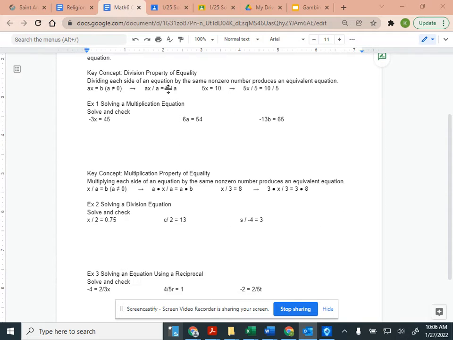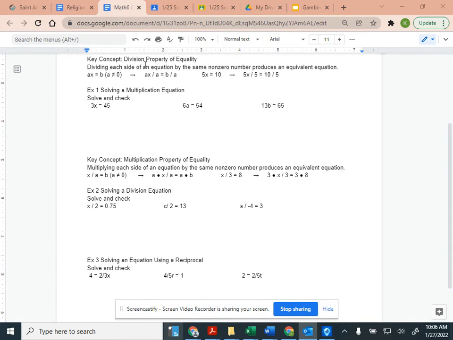So let me scroll up. Division property of equality. Solve and check. Okay, let's look at what we're doing. If it's negative 3x, what operation is that? If our number is right next to the letter, what operation does that tell us to do, Tristan? Multiplication. So negative 3x is multiplying. What's the opposite of multiplying? Zoe? Dividing. So if we were multiplying by negative 3, now we need to divide by negative 3.